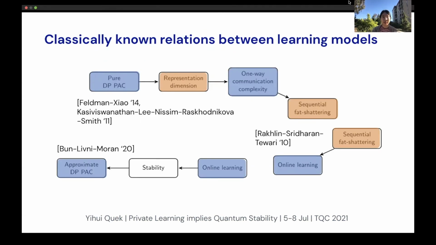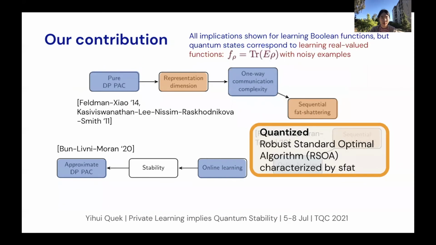So just zooming out a bit, let's look at a bunch of classically known relations between learning models. And these learning models are, again, the ones that we considered, but our objective, of course, is to quantize all of these relations, which means that they were proven for learning Boolean functions, but we want to check whether they hold for learning quantum states, which corresponds to learning real valued functions, but with noisy examples.